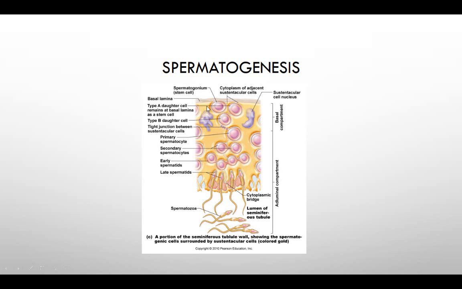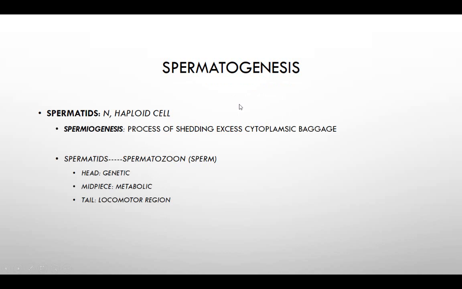Now I'm going to talk about all this yellow stuff right here. That's actually a cell. I know it's kind of weird. All this yellow stuff right here is a cell. There's the nucleus of the cell. We're going to talk about that in just a little bit. So this kind of gives you an idea what we're looking at. So spermatids have 23 chromosomes. They're known as a haploid cell. This process of shedding the extra cytoplasm that you saw is called spermiogenesis.